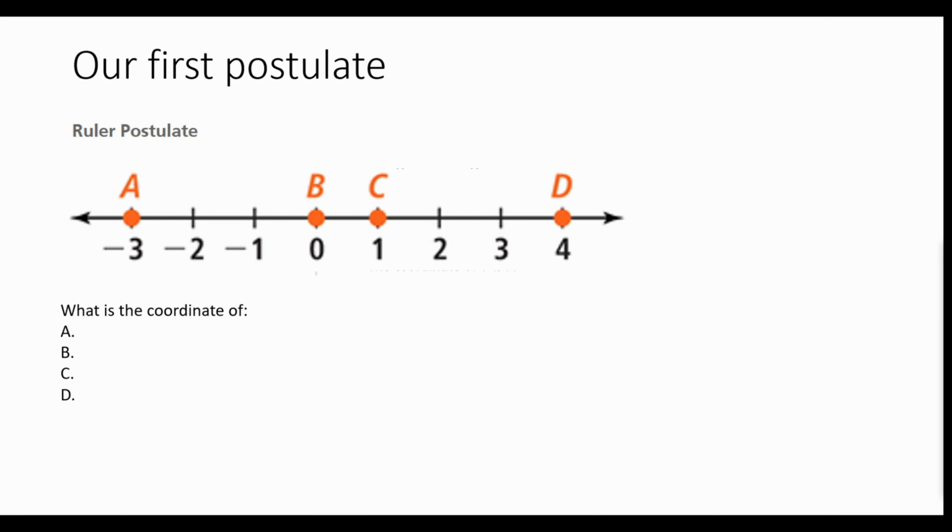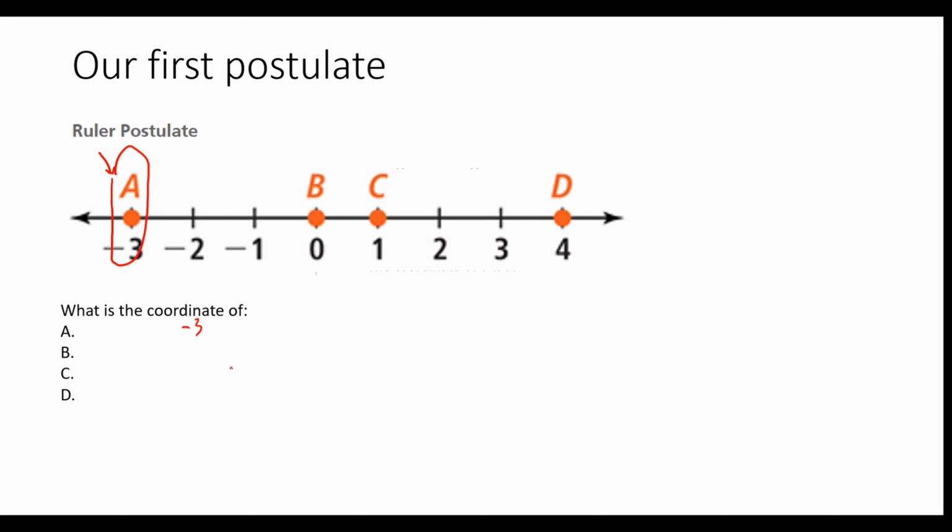Let's look at our first postulate. Remember, postulates are derived from inductive reasoning, or reasoning that involves looking at a pattern and coming to an idea. So we have the ruler postulate. And the ruler postulate just says that any point can be associated with a number on a ruler. So if I ask you for the coordinate of A, I can see that A and negative 3 go together on my ruler. Here, our ruler is just the number line.